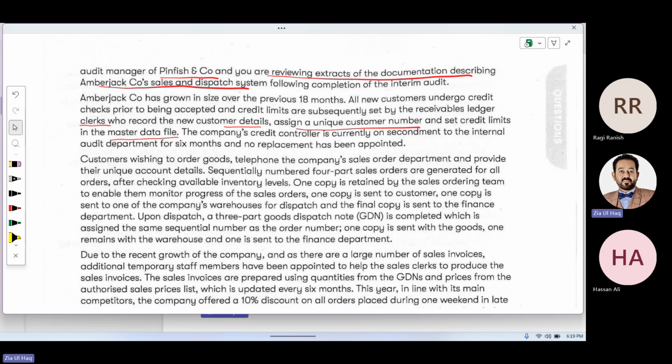The receivable director or sales director should be responsible for having access to the master file, and he should create a new customer account or delete an old customer account, not the lower level employees. Not even the manager. Top management should have access to the master file because this is a very important file from a business point of view. So we have identified two issues.